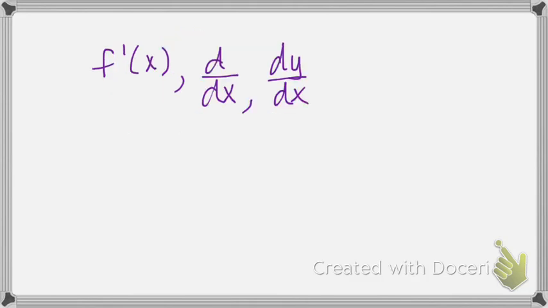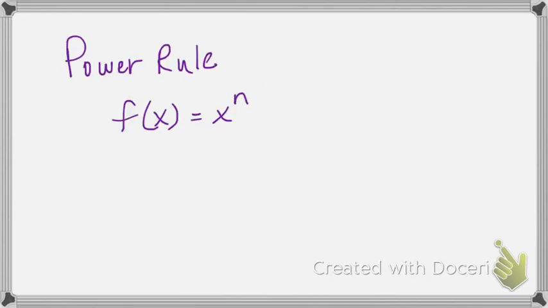One other thing I want to show you before I show you some more rules. You're going to see the derivative written lots of different ways, and here are 3 ways, but all of these mean the same thing. They mean find the derivative. Find the derivative of the function f, find the derivative with respect to x, find the derivative of y with respect to x. So all of those are other ways you might see it written.